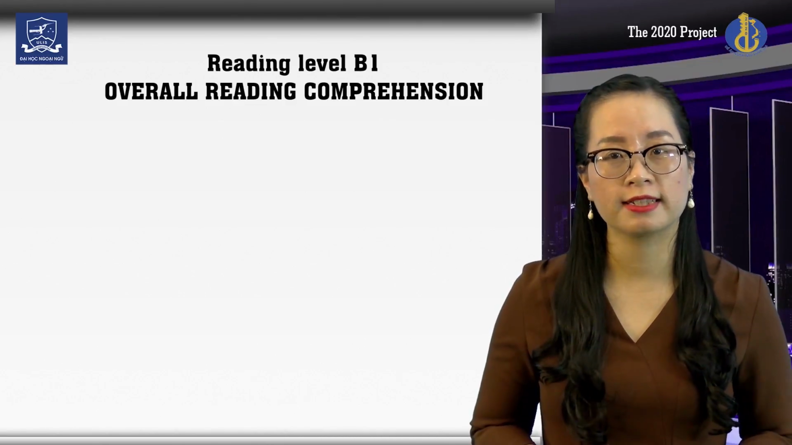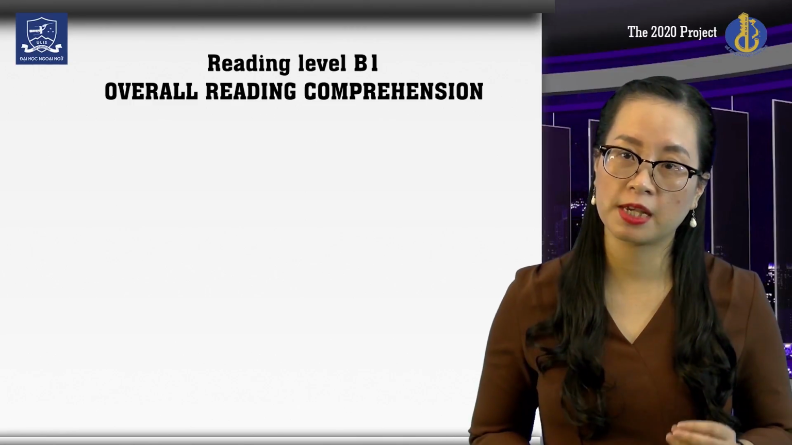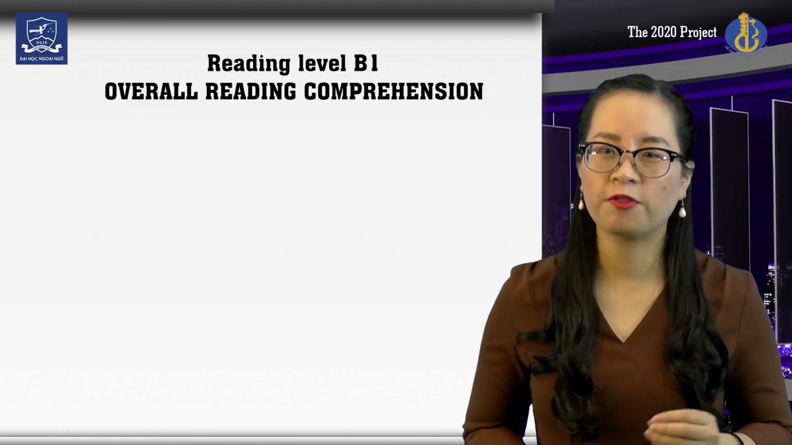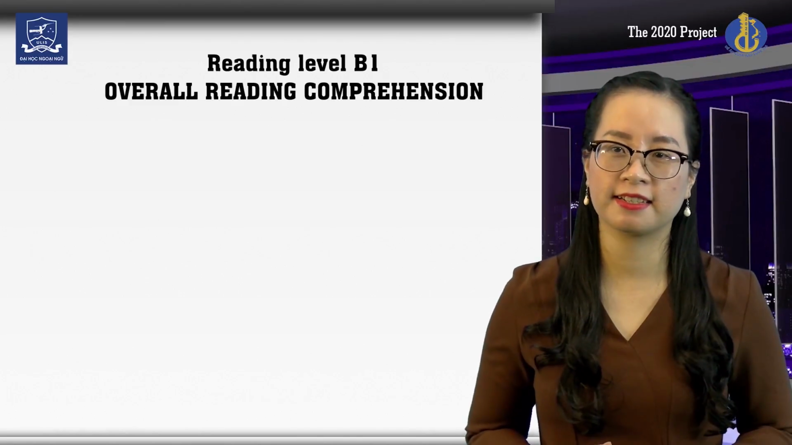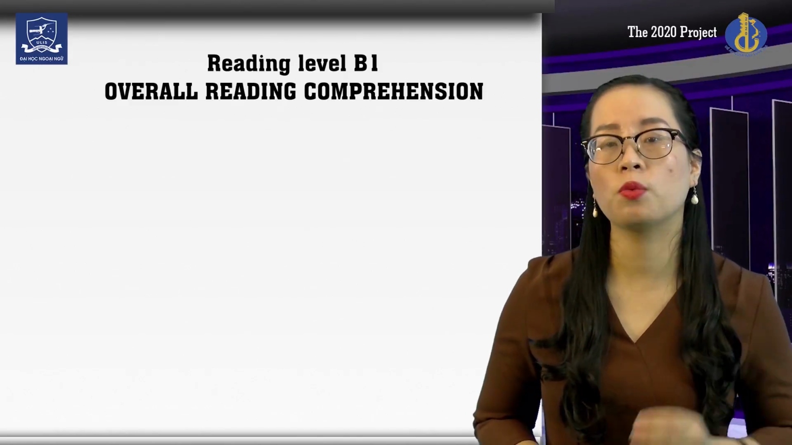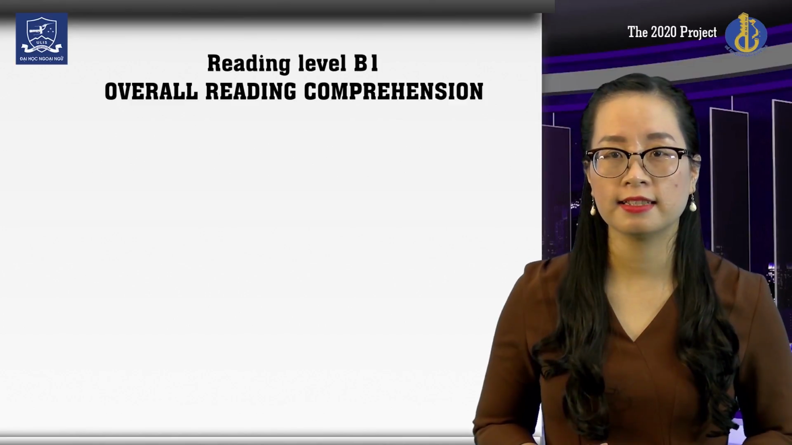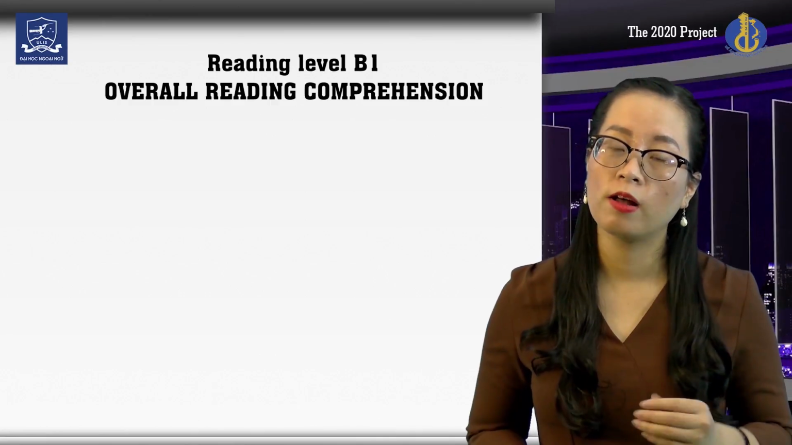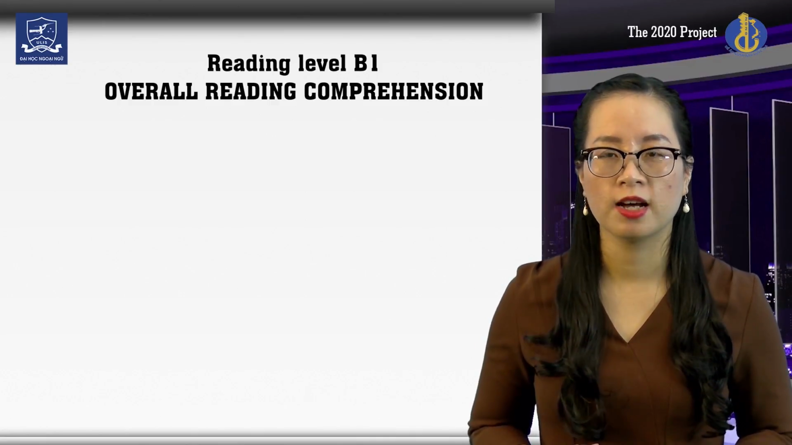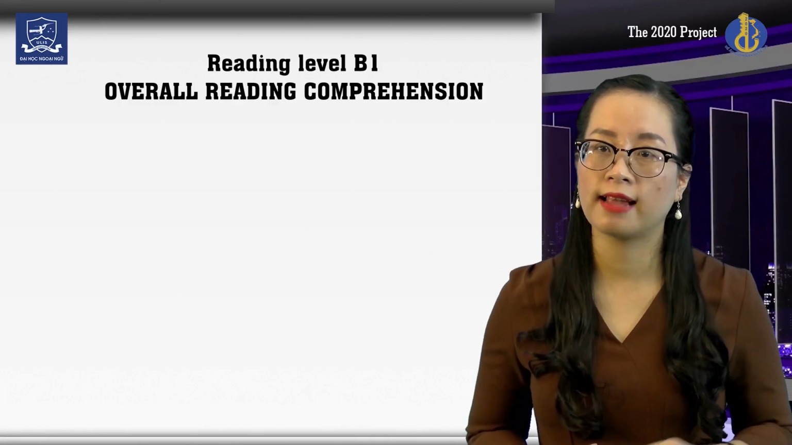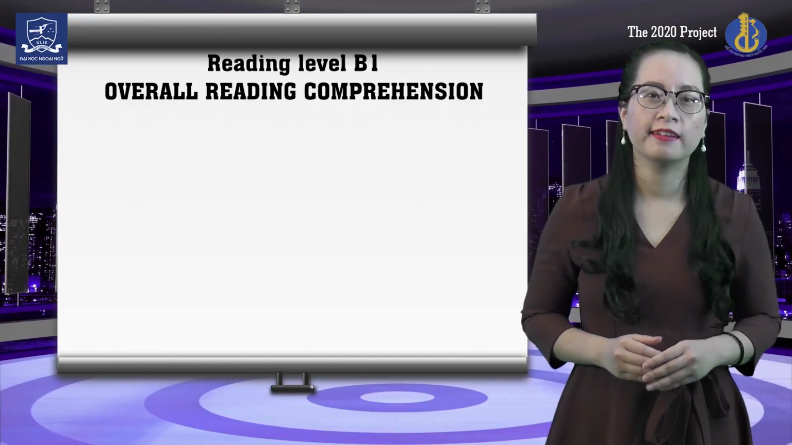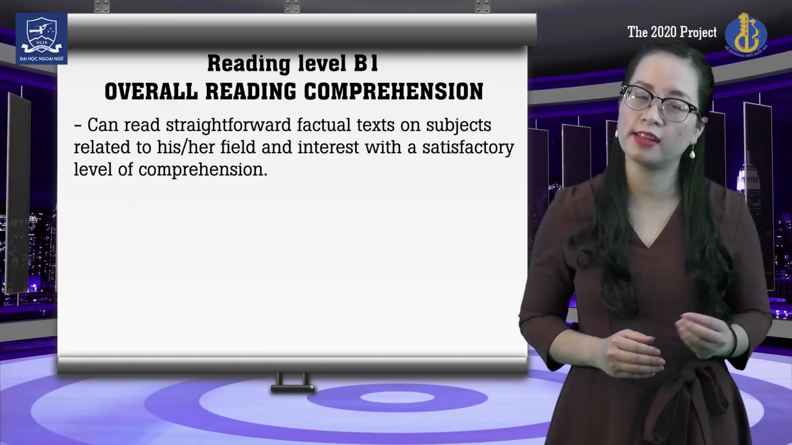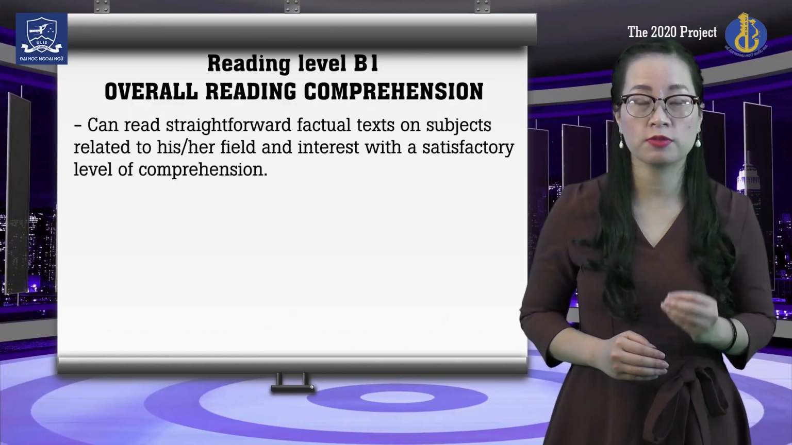For level B1, however, users have become independent users in a number of respects. The first is the range of context. They can get across what they want. The second is they can cope flexibly with unprepared or less routine situations, not just predictable ones like in A2 level. Okay, let's look at the descriptors for overall reading comprehension level B1 and note down some keywords.